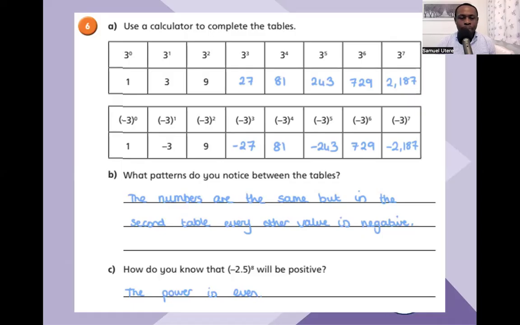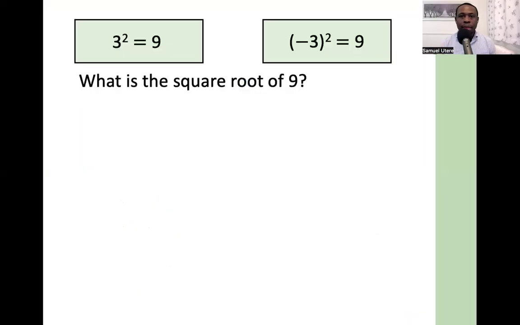Why? It's because we have the negative base and the odd powers. So remember, when you have a negative base and an odd power, your answer will be negative. It's something really important you need to take note of. How do you know that negative 2.5 to the power 3 will be negative, but to the power 8 will be positive? It's because the power is even. So take note of that pattern. It's very important. Okay, let's do some more exploring.